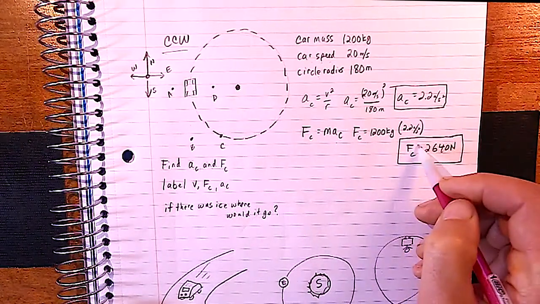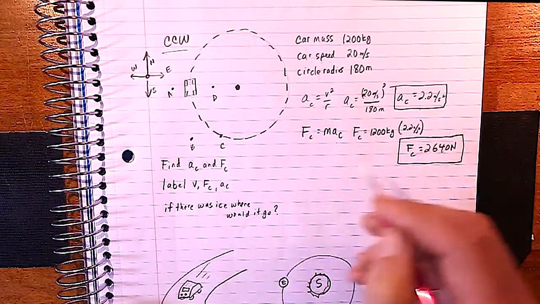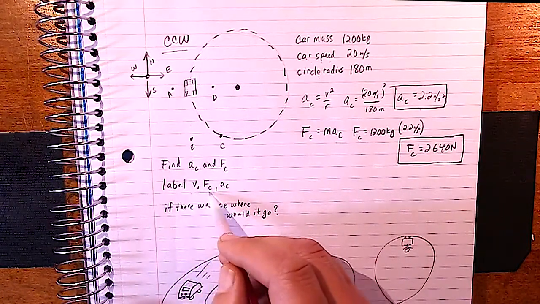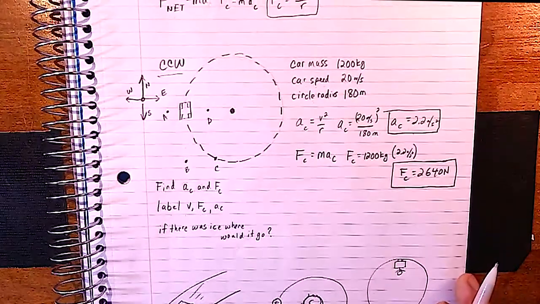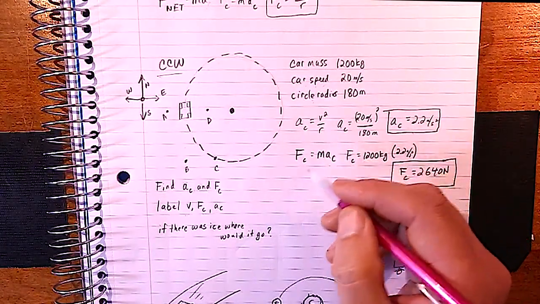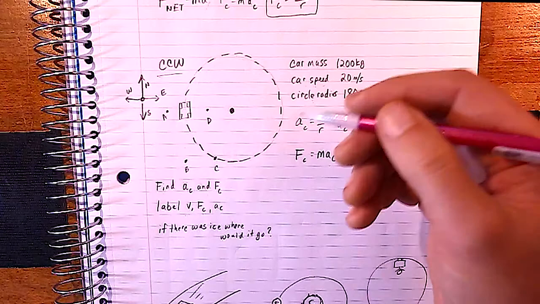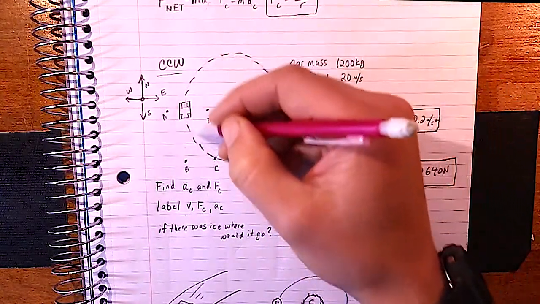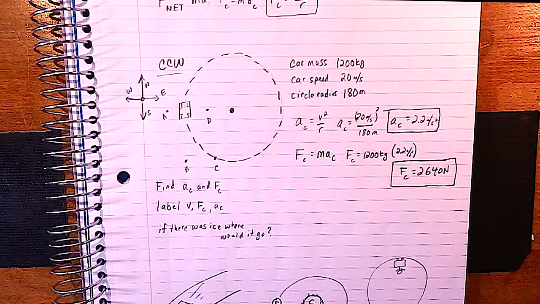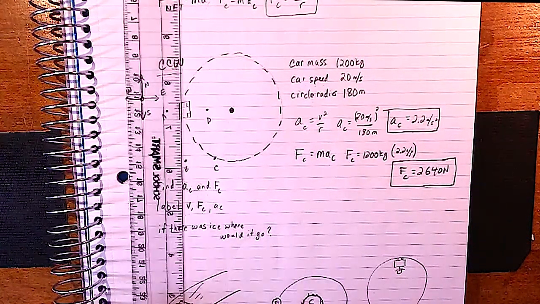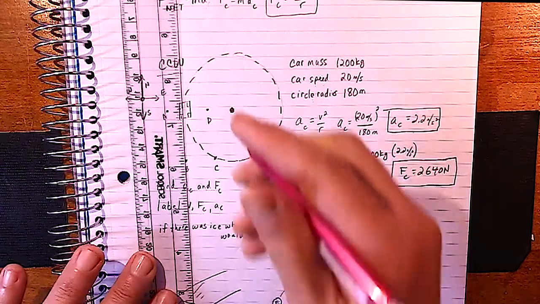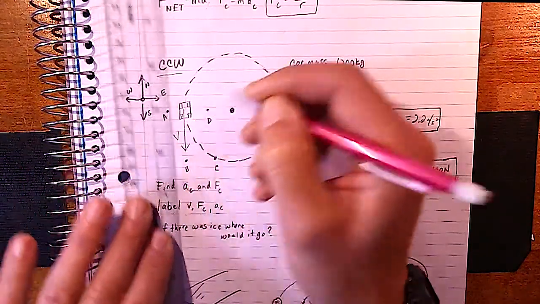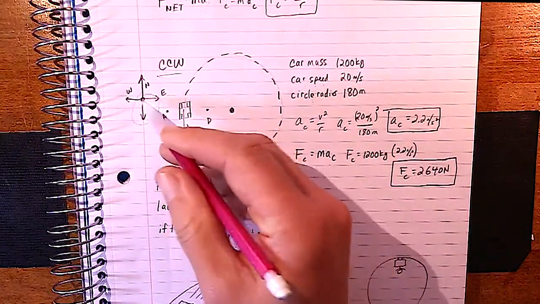Remember, these are vectors, so we need to include direction. It says label velocity, Fc, v, Fc, and ac. So what's the direction of the velocity, centripetal force, and centripetal acceleration? Well, if it's moving in this direction around the circle, what is tangent to the circle? Well, our tangent line looks like that. So our velocity is going to be south.